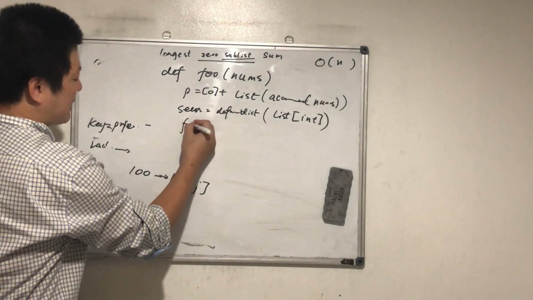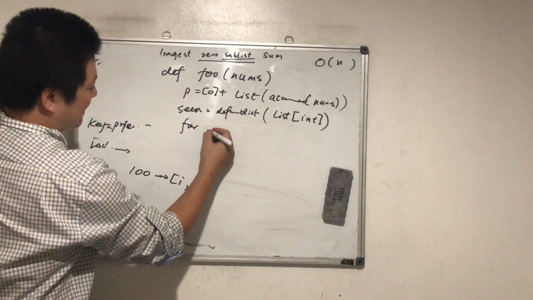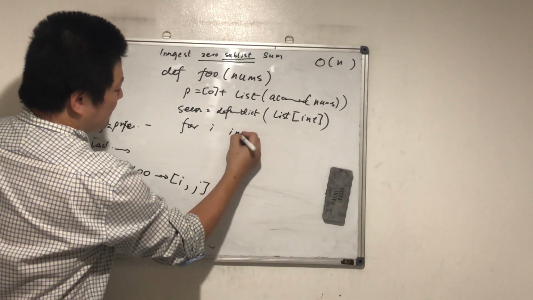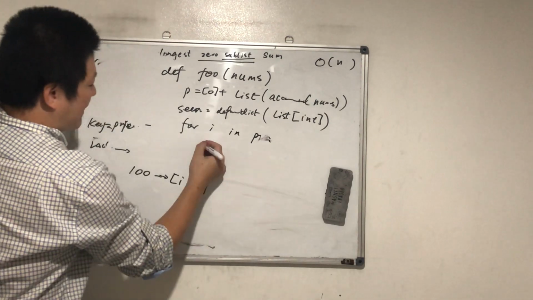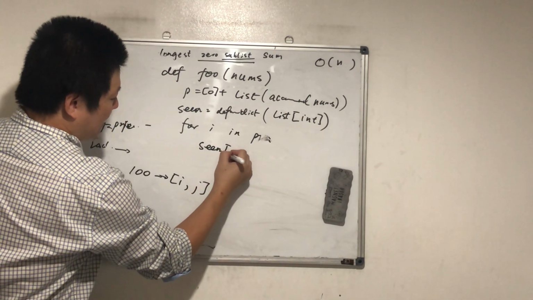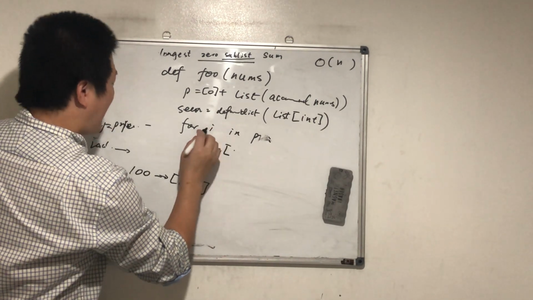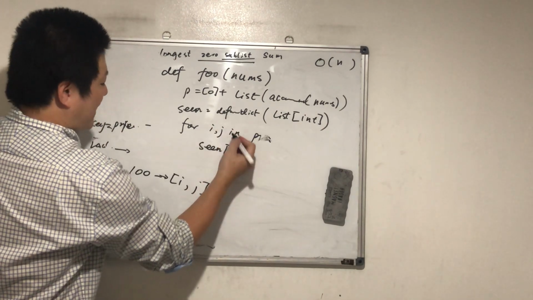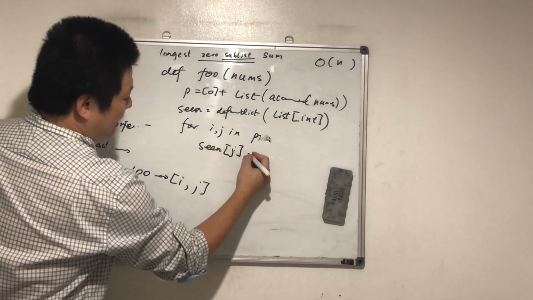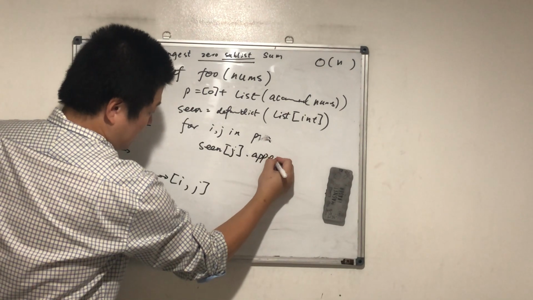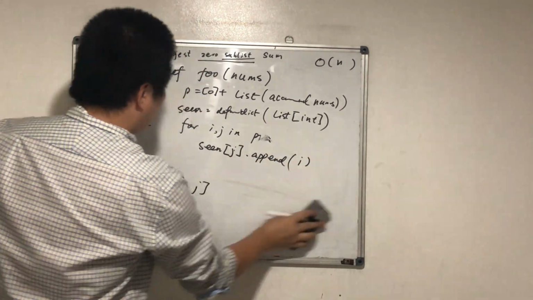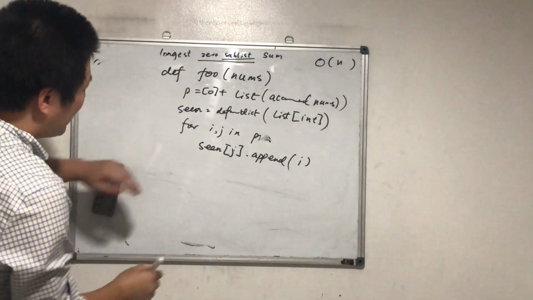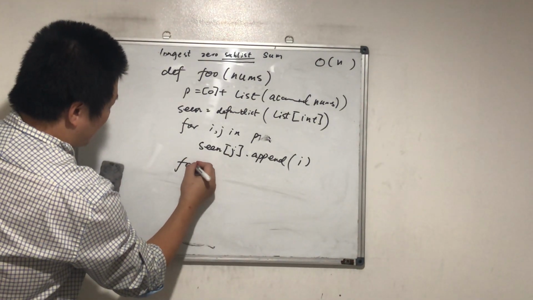Okay, so now I just need to go through the prefix, for i in prefix, in P. Okay, and then I can say seen[j].append, append what? Append i, right? i is the index. So for each one, then we can go through seen.